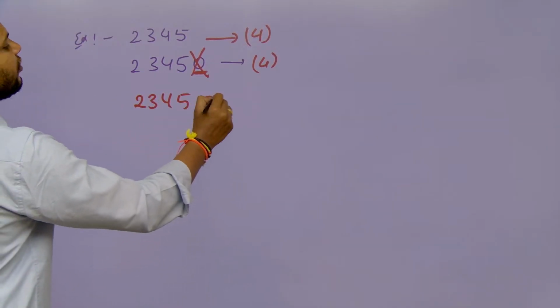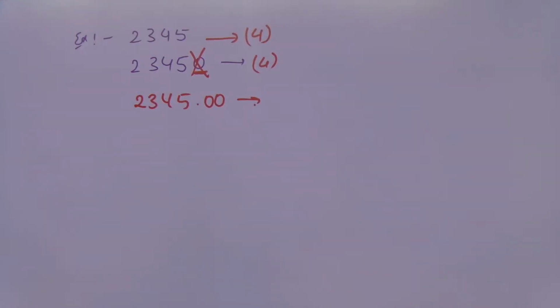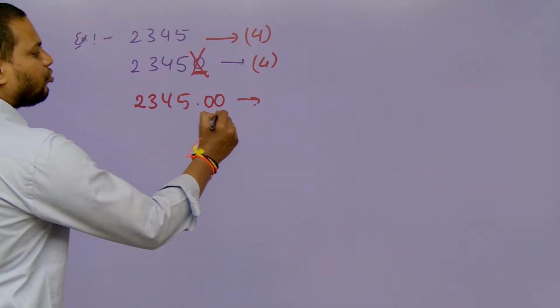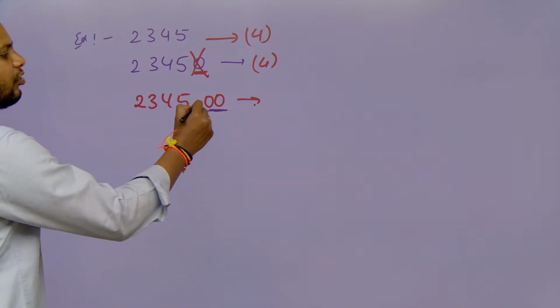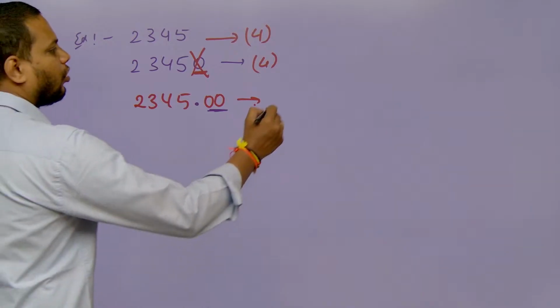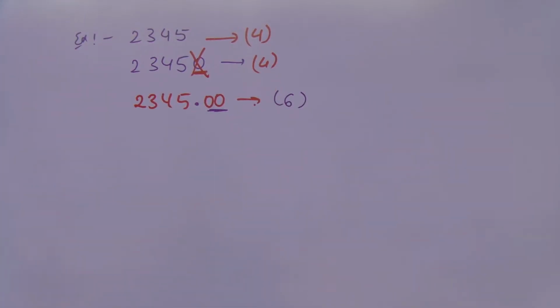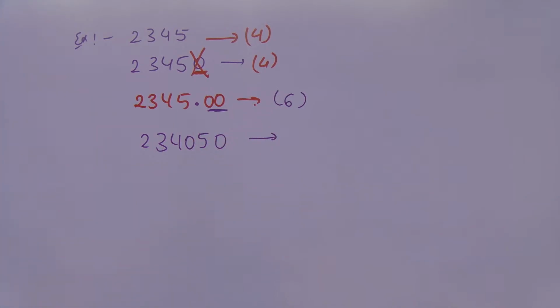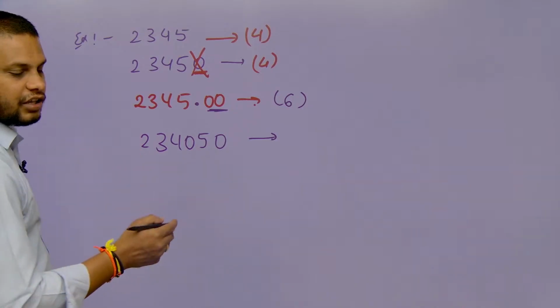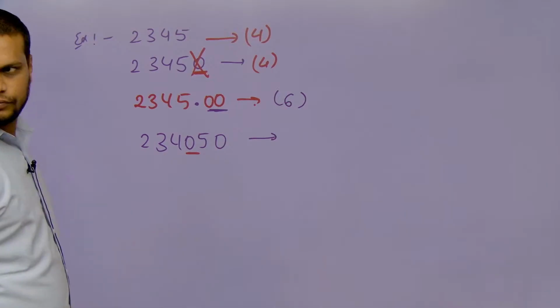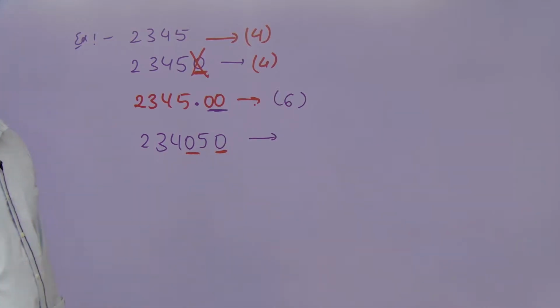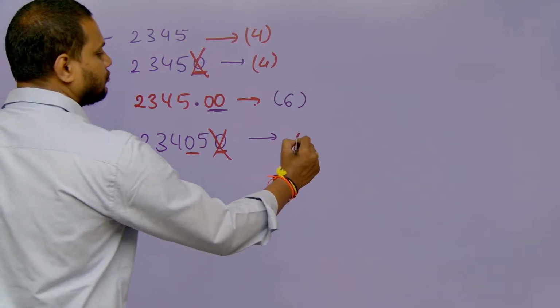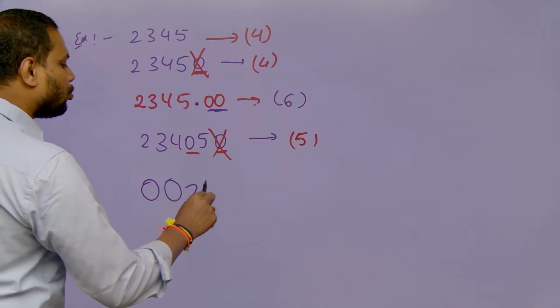Suppose I take 2345.00. The answer is 6, because these two are trailing zeros, and trailing zeros with decimal are significant. Suppose I write 234050. The answer is 5. Here there are two zeros. One zero is trapped. The other is a trailing zero. Is there a decimal? No decimal, which means not significant, so cut down this number. So total 5. Now suppose I write 00234.